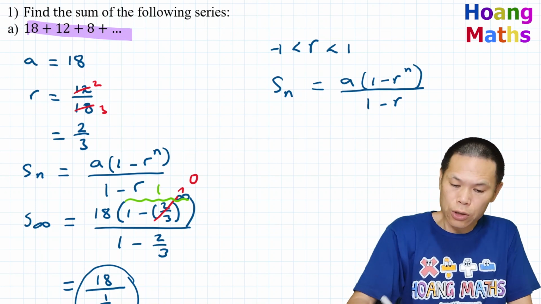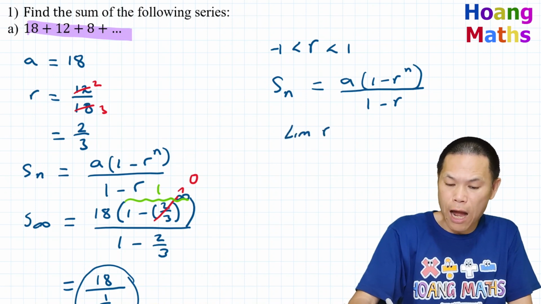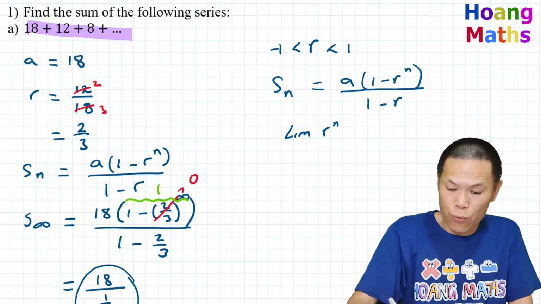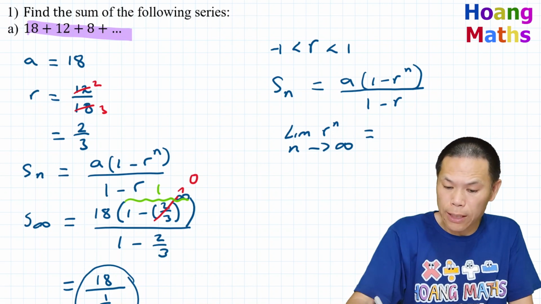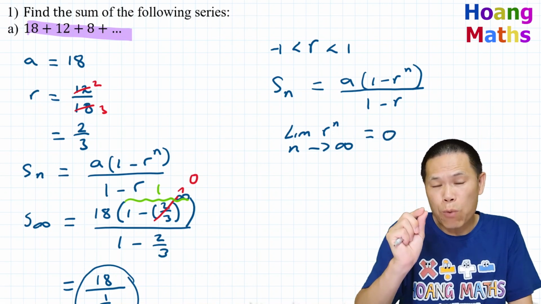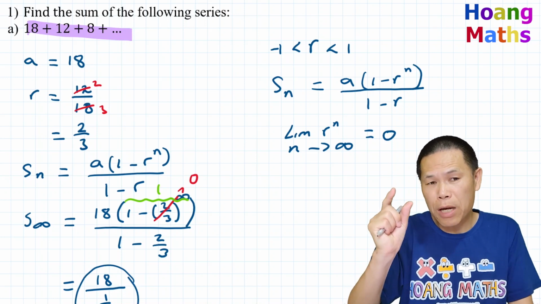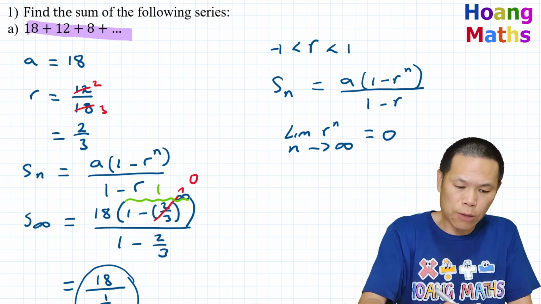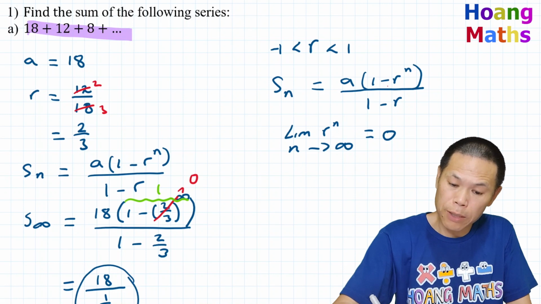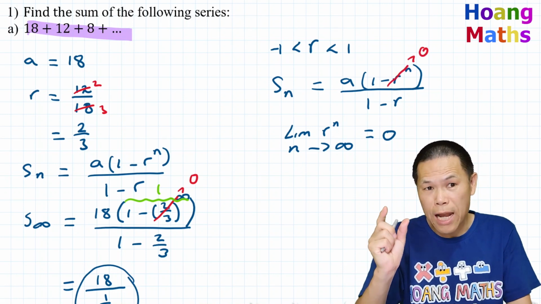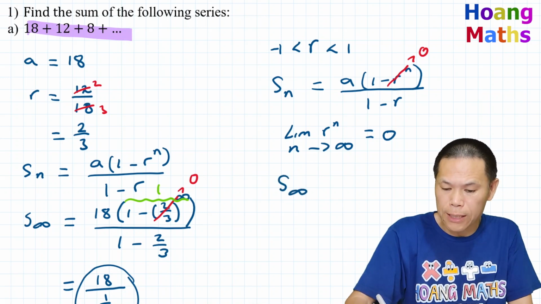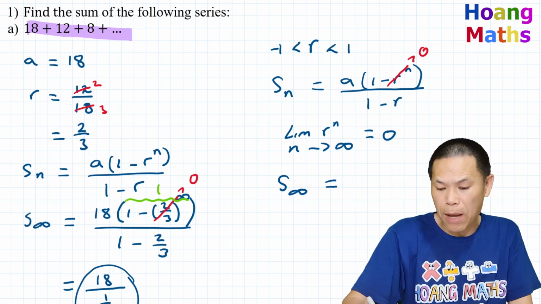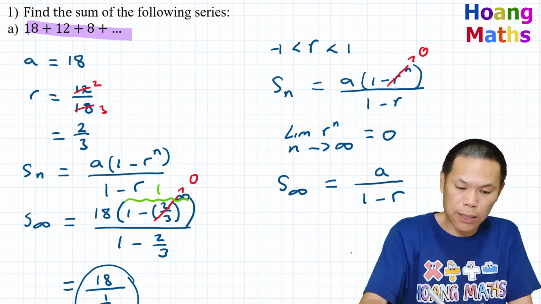If we want to find the limit of R to the power of n when n approaches a really large number, that is infinity, the answer for this is 0, because a number between -1 and 1 to the power of a large number becomes 0. So keep that in mind. This becomes 0 when n becomes a really large number. Therefore, the sum of infinity will give me 1 times A, which is A, over 1 minus R. Please keep that in mind.